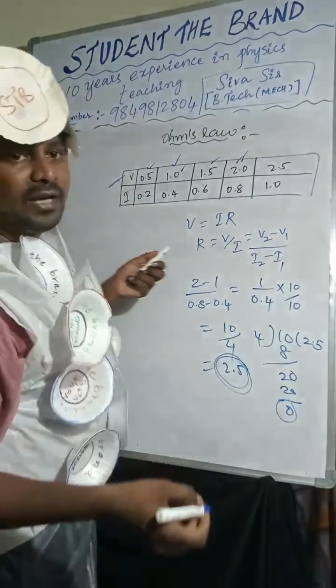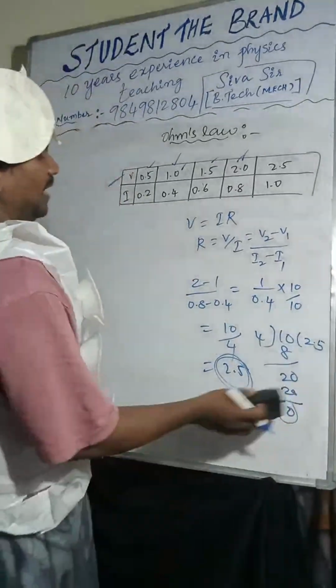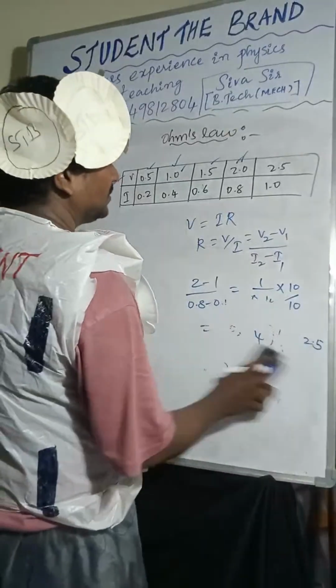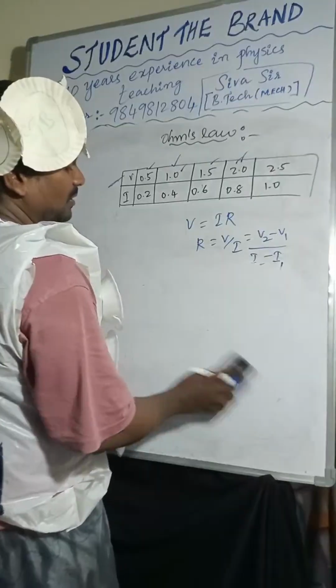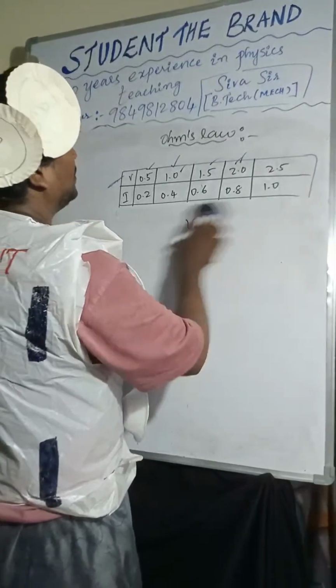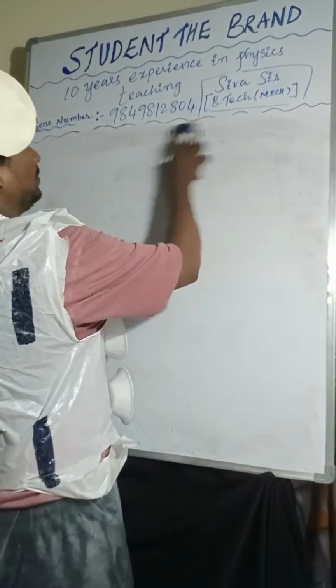Correct? Any value you take, you will get the same. R is constant only. This type of problem they will ask in the exam. Try to do it. I hope it is clear to you. Any doubt? Next one, Ohm's law is completed.